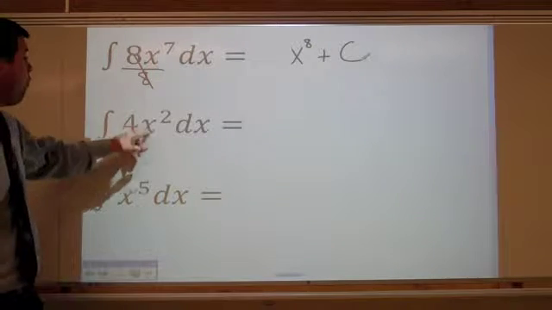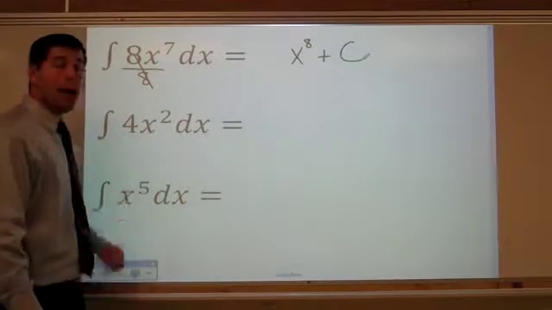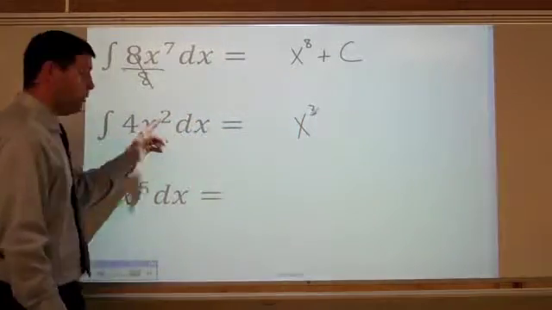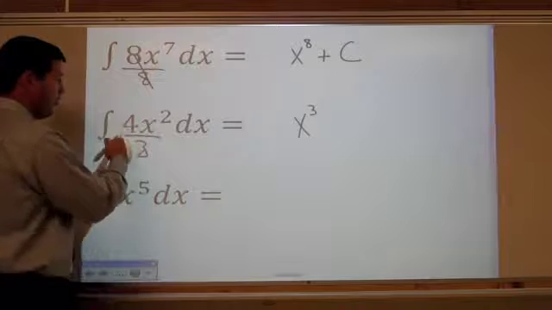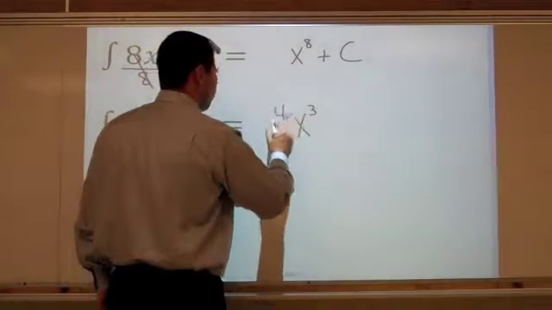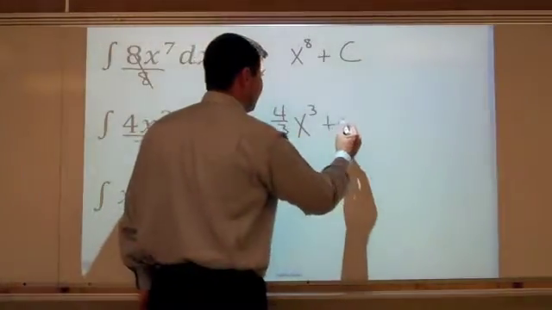The integral of 4x squared with respect to x. I'm going to add 1 to the power, so I know I'm going to get an x cubed. Go up. Now I'm going to divide by the new power. The 4 and the 3 don't cancel, so I'm left with 4 thirds x cubed, and again, add c.